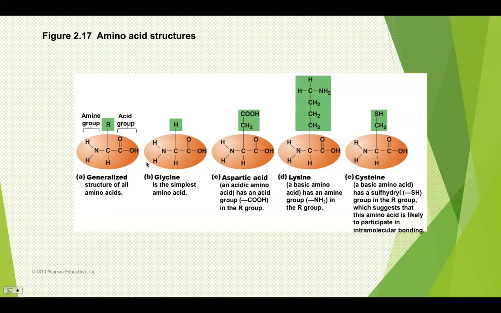So this is showing you glycine, which is the simplest amino acid, with the amine group and the acid group, as all amino acids have. See the R, that means the remainder of the molecule. In glycine it's only a hydrogen atom. And then we get to more and more complex amino acids. Here's aspartic acid, there's its remainder. Lysine, which is quite a bit bigger. Cysteine, which actually has a sulfur atom in it. But every amino acid has the amine group and the acid group.